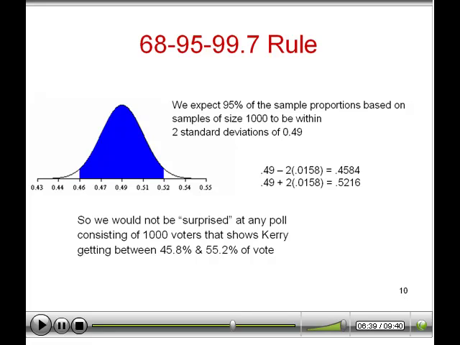Taking this one step further, if we consider an interval that is 2 standard deviations from the mean of 0.49, by computing 0.49 minus 2 times 0.0158 and 0.49 plus 2 times 0.0158, we can announce that 95% of all samples of size 1,000 voters will produce a sample proportion favoring Kerry of between 45.8% and 55.2%. This election was clearly too close to call.